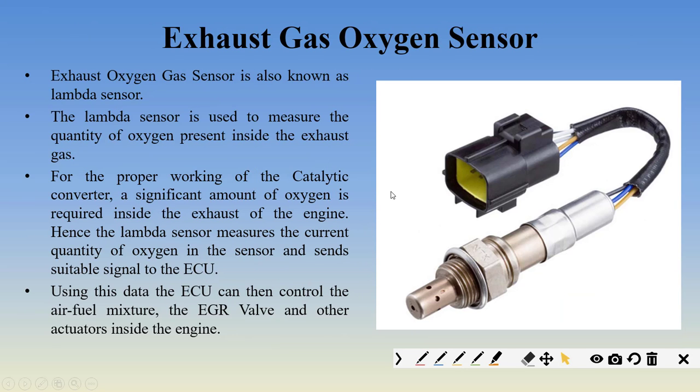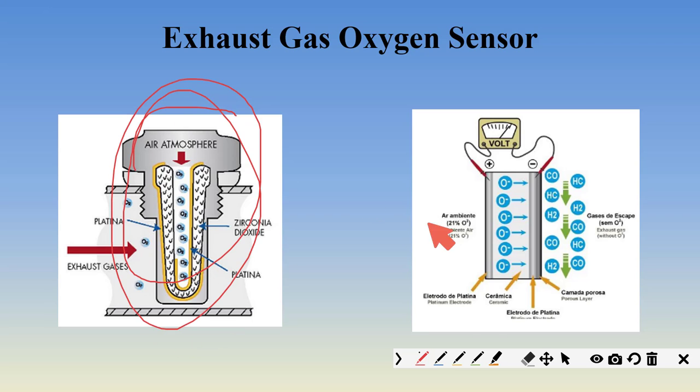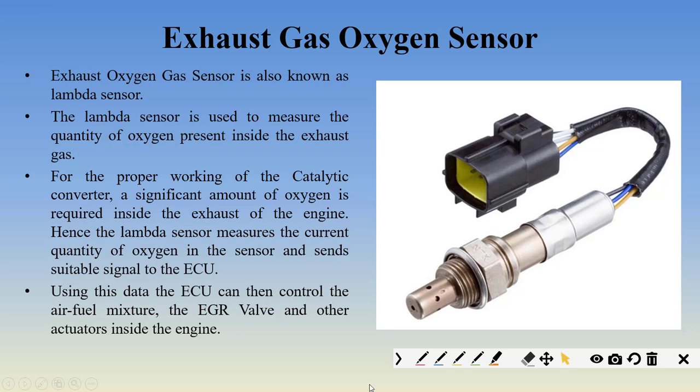Next thing is your exhaust gas oxygen sensor. Now this is the last sensor, and this is by far the most difficult sensor that you have. If you have this in your exam, then you have to draw this diagram. This diagram must be drawn by you. First, I will explain why an exhaust gas oxygen sensor is required.